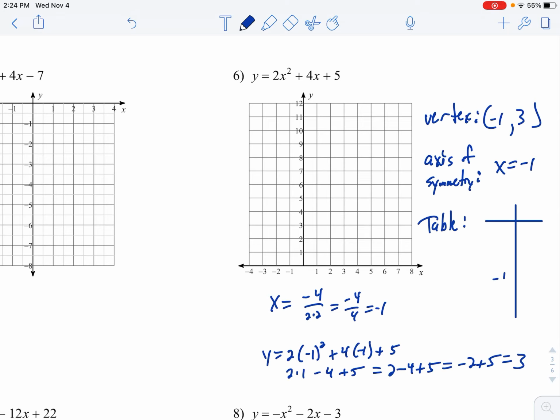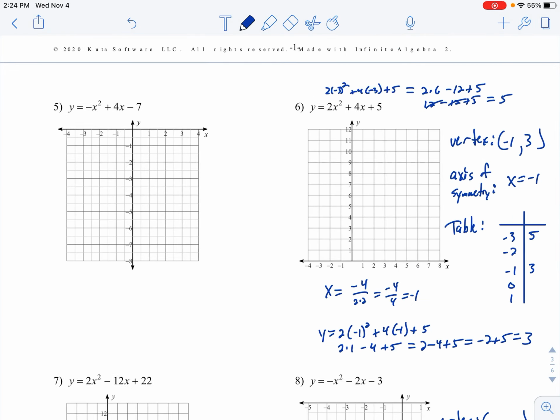Now plug the vertex into our table, pick a couple smaller numbers, a couple larger numbers, plug them in and work them out. 2 times negative 3 squared plus 4 times negative 3 plus 5. So that's 2 times 6 minus 12 plus 5. 12 minus 12 is 0. That works out to be 5. I feel like I've made a mistake.